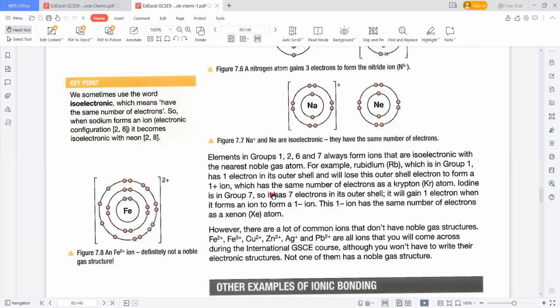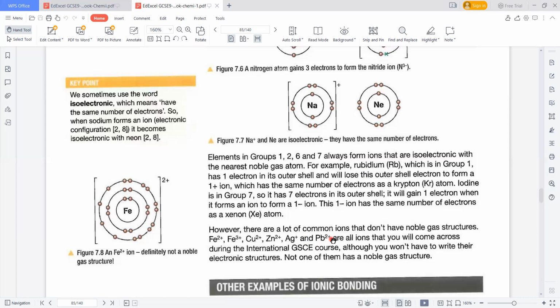Now what is it going to do? It has 7 electrons in its outermost shell. If it receives one electron, it will become -1 charged. Upon doing this, it will attain a configuration just like that of xenon. However, there are a lot of common ions that don't have any noble gas type configuration, just like iron.